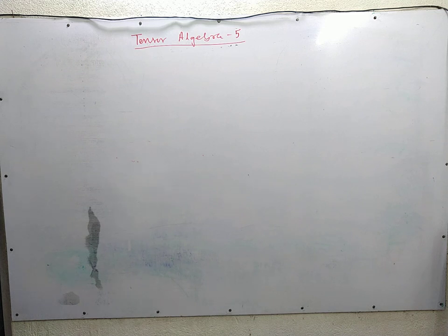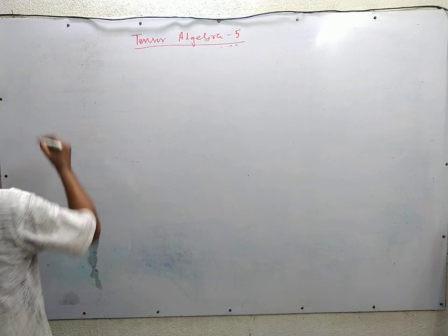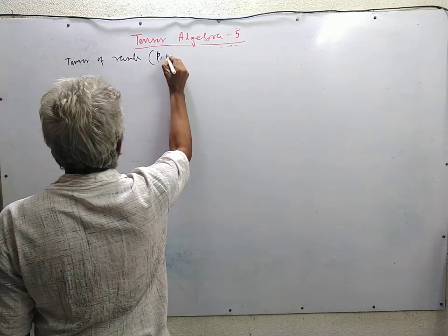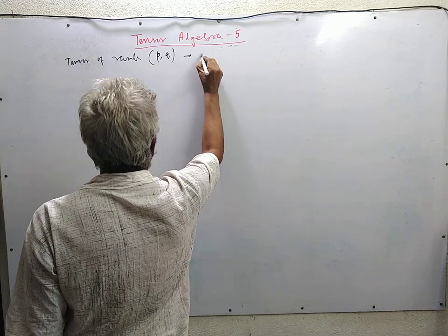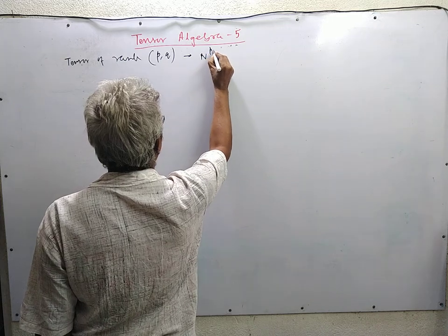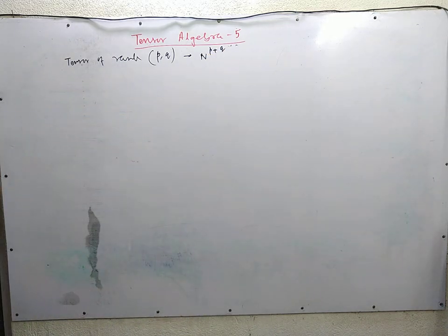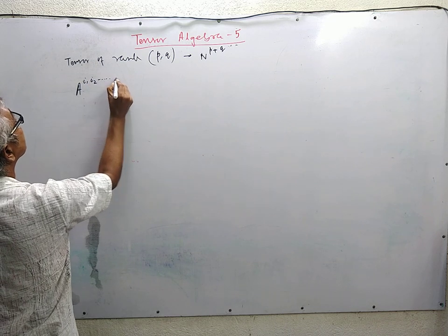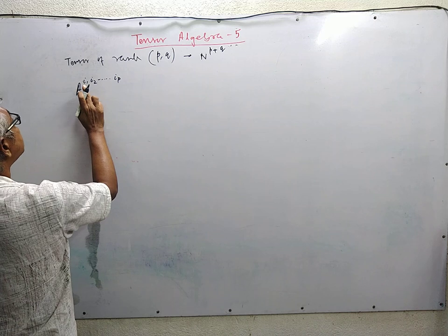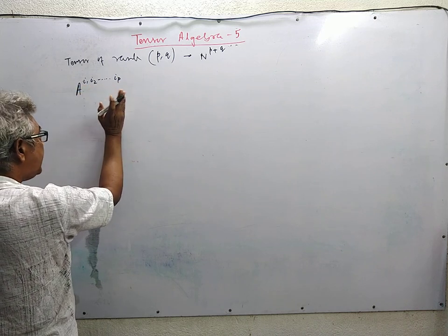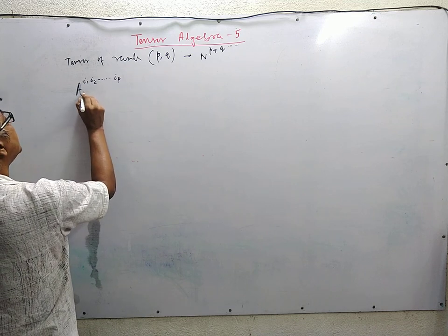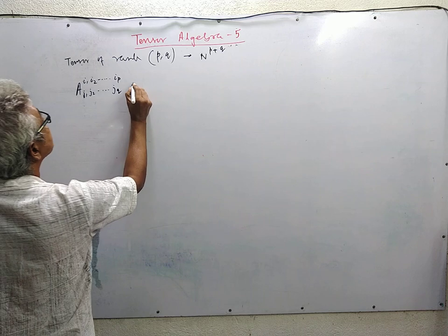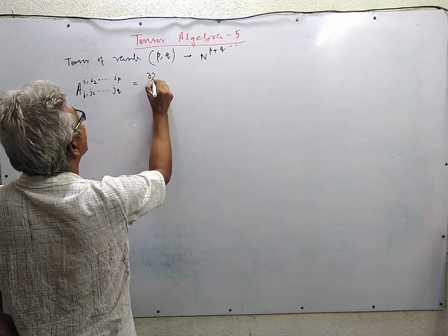Today we shall define a tensor of higher rank. A tensor of rank P, Q. That is, if we consider an n-dimensional space, then we have n to the power P plus Q quantities, which are defined as A I1, I2, up to IP. So it is a tensor which has P contravariant indices and covariant indices J1 up to JQ. The transformation property is as follows.